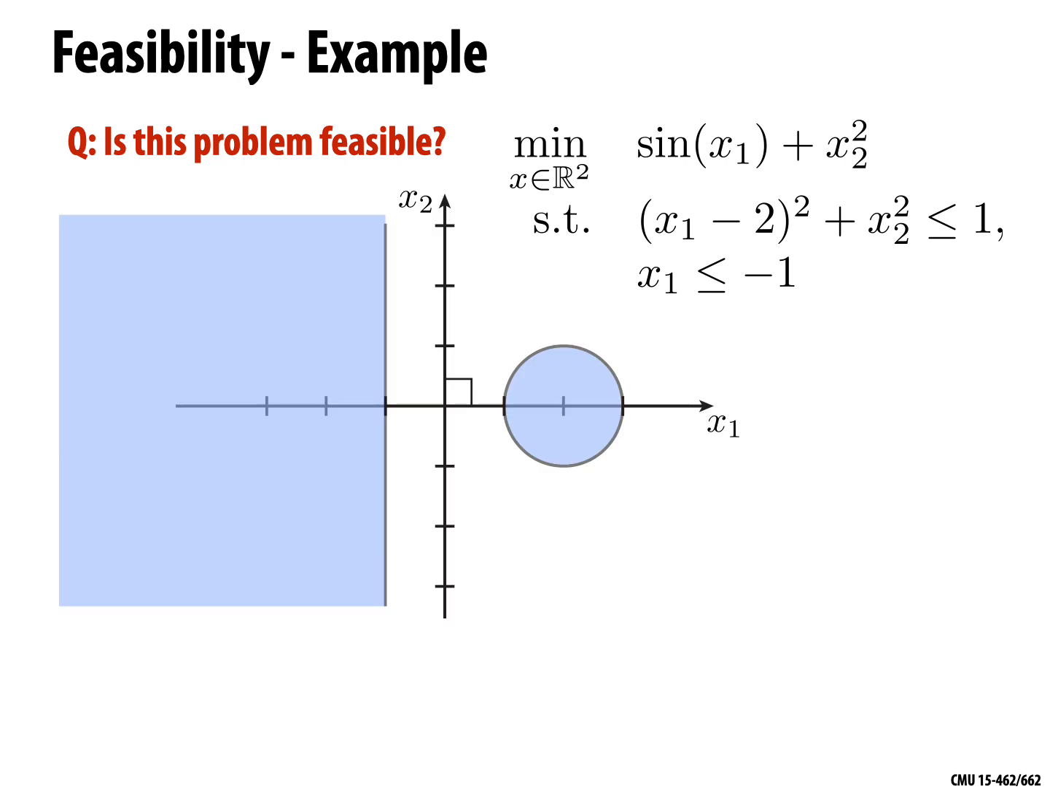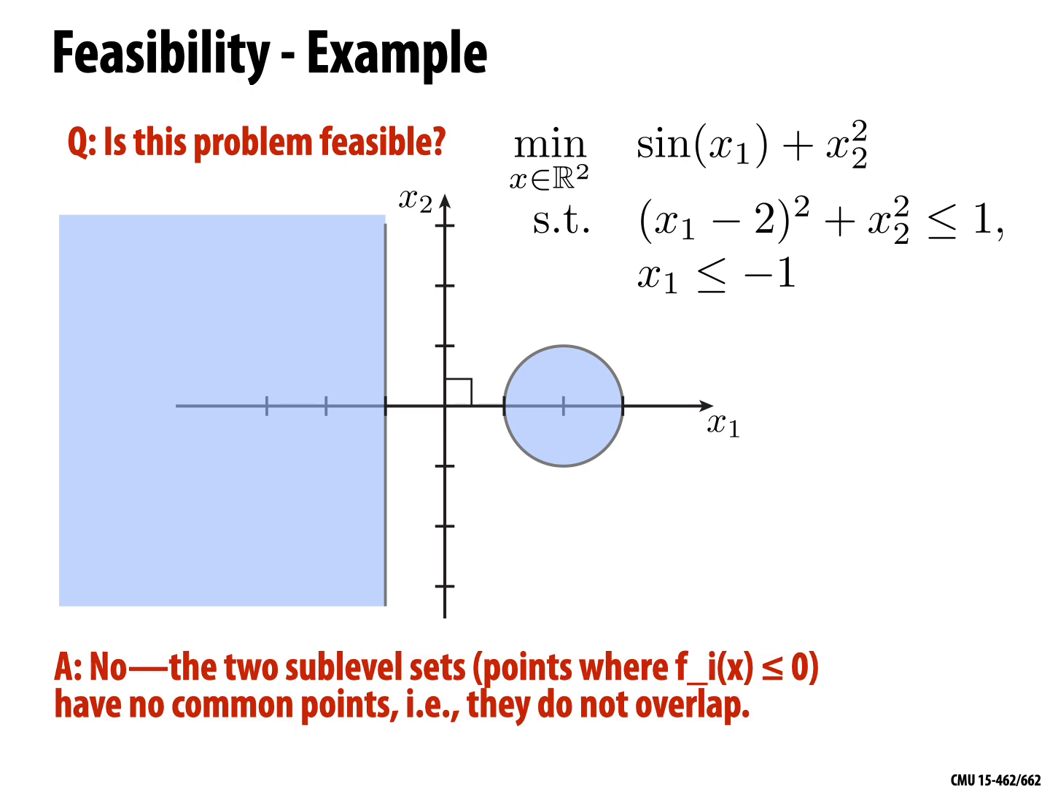Okay, so is this problem feasible? What's it asking us to do? It's asking us to minimize this interesting-looking objective function over points that are both in the blue disk and in the blue half plane. Are there any such points? No, right? These two sets, what I'm going to call sub-level sets, have no common points. They don't overlap. Okay? So not all problems are feasible. Even pretty nice looking ones may not be feasible. And so we may not be able to find minimizers.